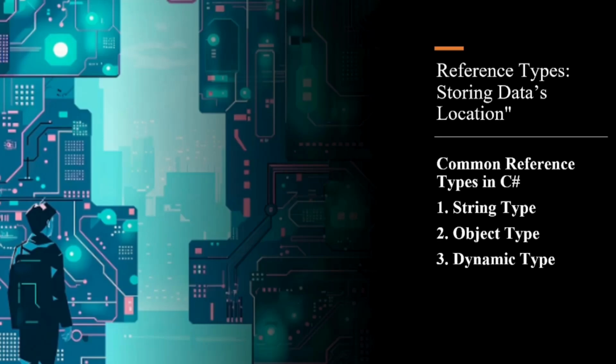And the last one is dynamic type. Dynamic type is very similar to object type, but with one big difference. Dynamic resolves its type at runtime. So if you're not sure about what type you're dealing with, dynamic can be handy, but be careful. Without compile time checks, it's easier to run into runtime errors.